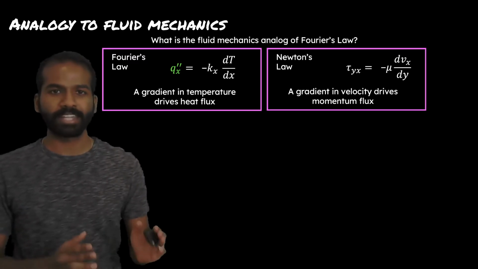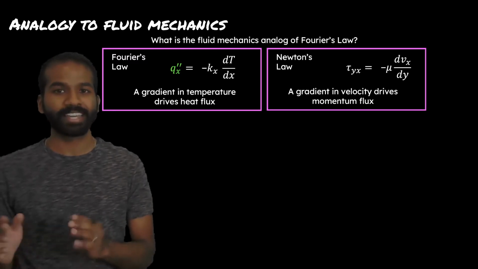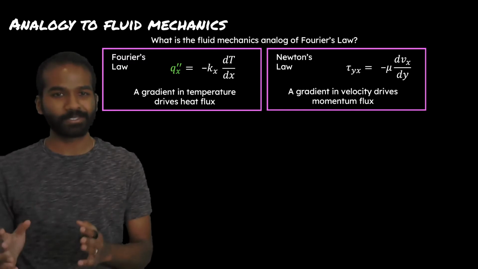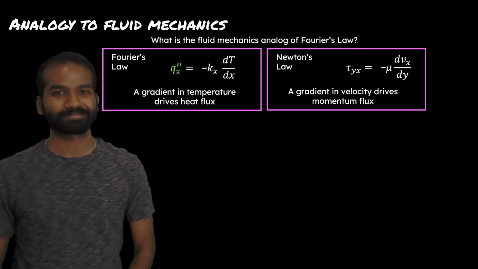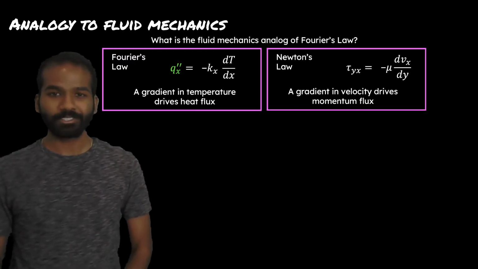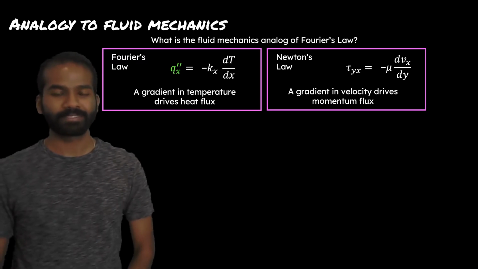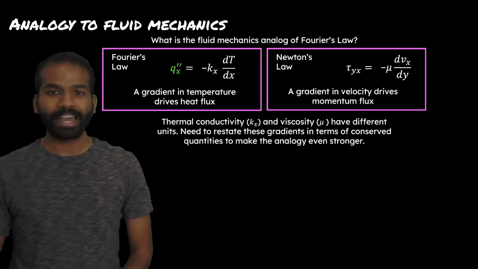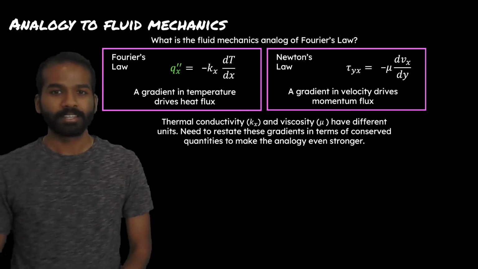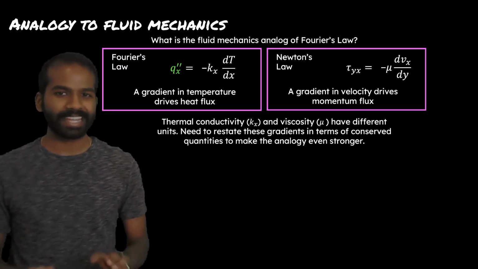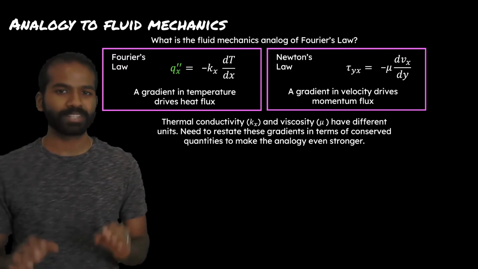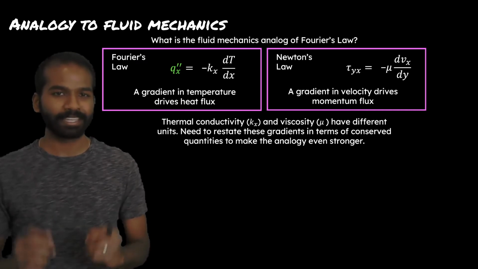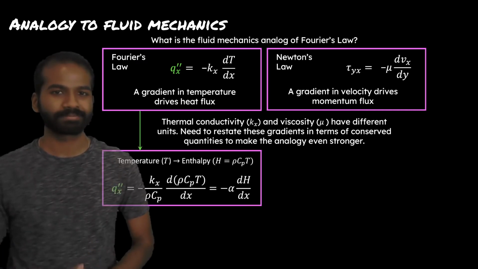In Fourier's law, it's a temperature gradient. In Newton's law, it's a velocity gradient. In Fourier's law, it's a heat flux, and in Newton's law, it's a momentum flux. This analogy, though, is not perfect. The thermal conductivity and viscosity mu have different units. So we should try now to restate these gradients in terms of conserved quantities, and that will help us make this analogy even more perfect.